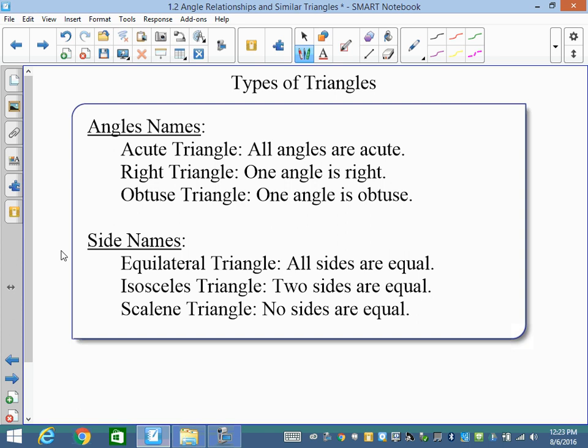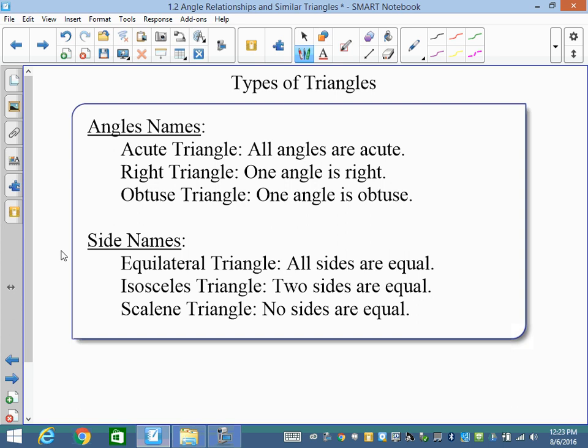If it's by a side name, you have an equilateral triangle. Equilaterals, all sides are equal, which means all angles are equal as well. An isosceles triangle gives us two sides are equal, which means two angles are equal. And a scalene triangle is no sides are equal, which means no angles are equal.